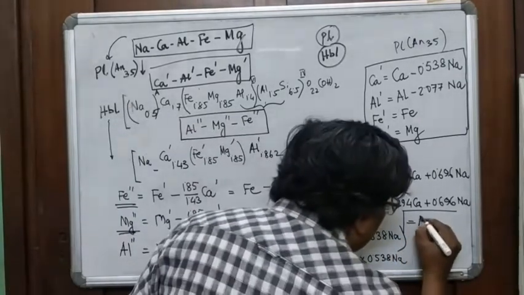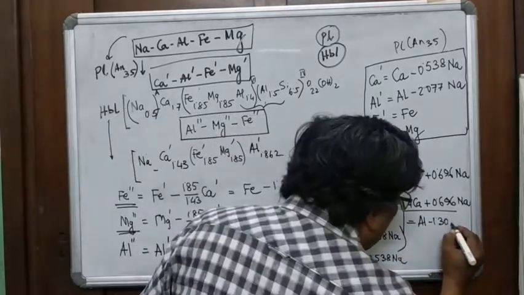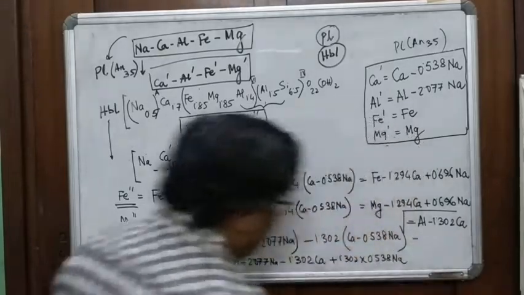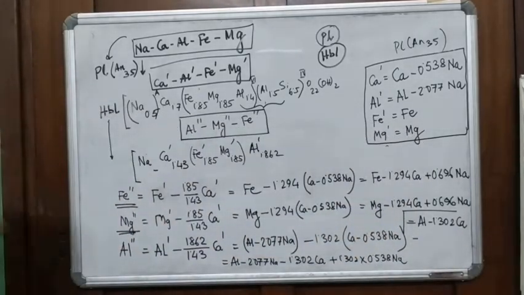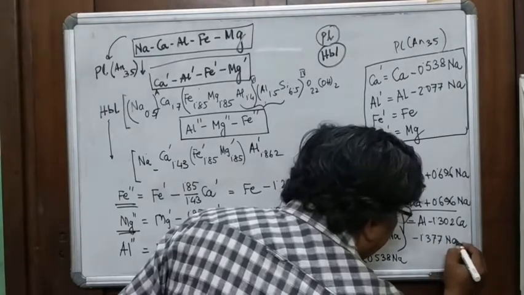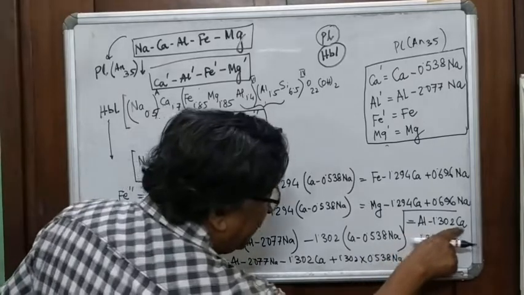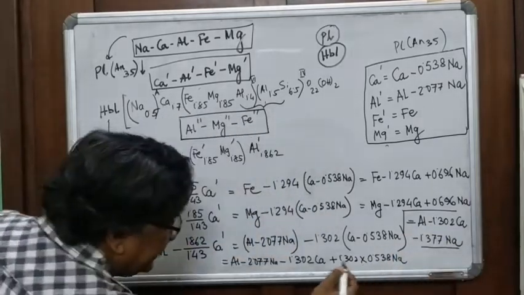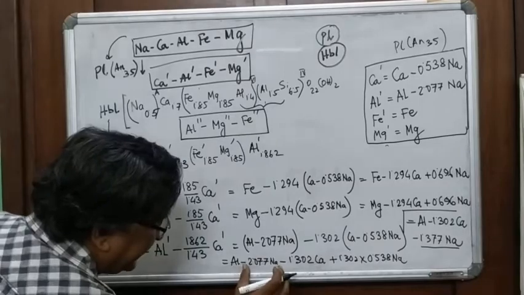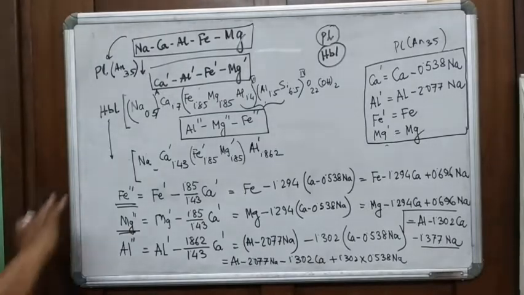Al minus 1.302 Ca minus 1.377 Na. This is your Al double prime in terms of Al minus this 1.377. This is this term minus plus of this term. And then you have 1.377 Na. So this is the conversion.